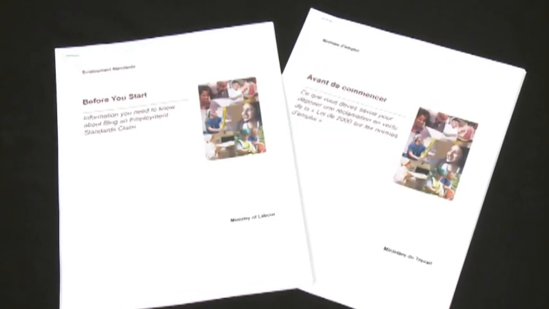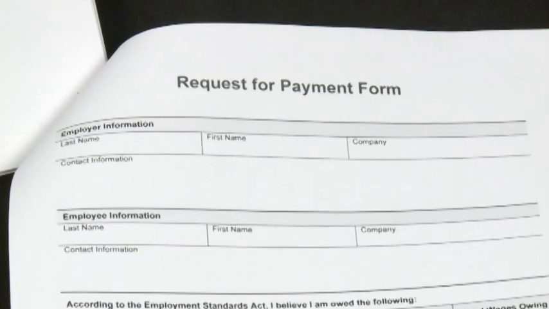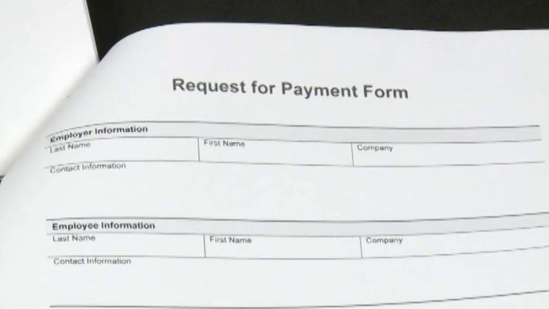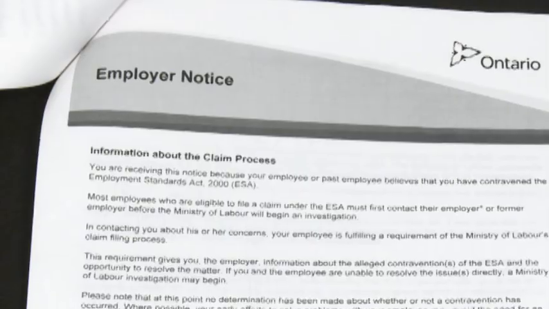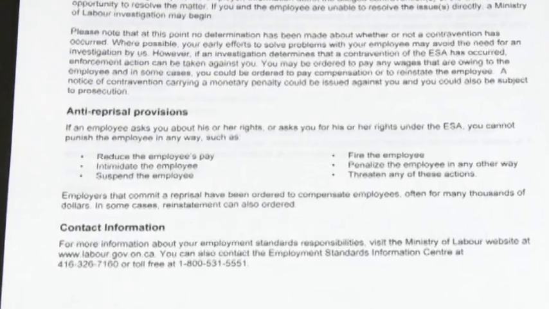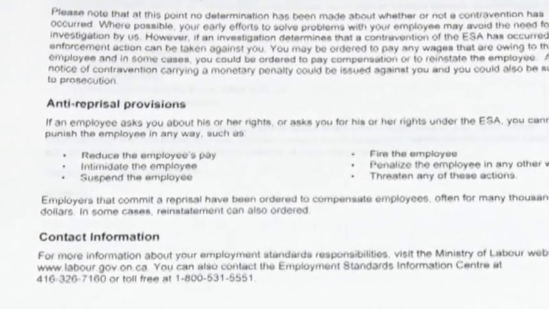The Before You Start package also contains form letters on how to contact the employer. There is also a request for payment form that can also be attached to the letter, which contains details about the amount of money that you believe the employer owes. Also in the package is an employer notice form from the Ministry of Labour, which underlines the importance of your request and details what could happen if the employer ignores your request.